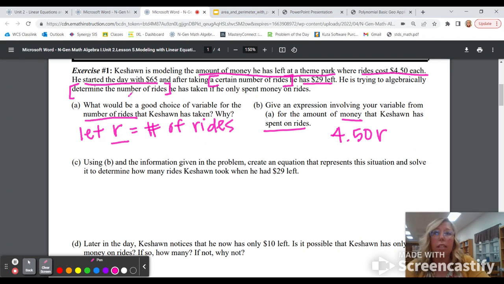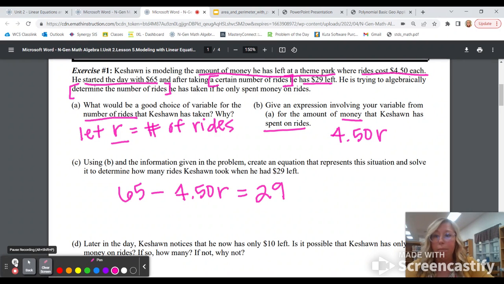So they told us that he started the day with $65, and every ride he rode is going to deduct money from that. So we're going to use subtraction, and then we know that it's $4.50 every time he rides a ride, so $4.50R. And they told us how much he has left at the end of the day, which is going to be your equals. He has $29 left. So here's your equation to solve. It says, and solve it. So I'll pause the video here and let you solve that equation.